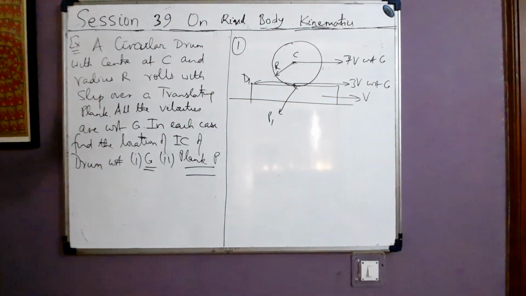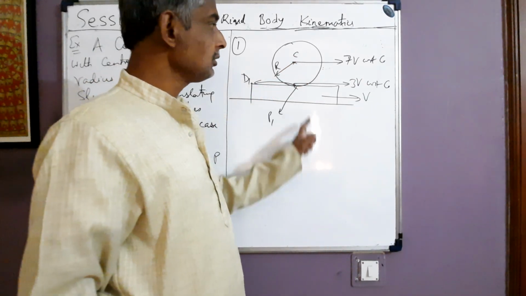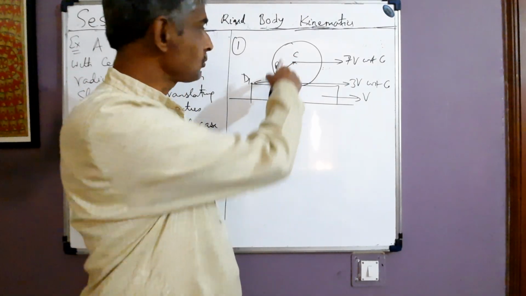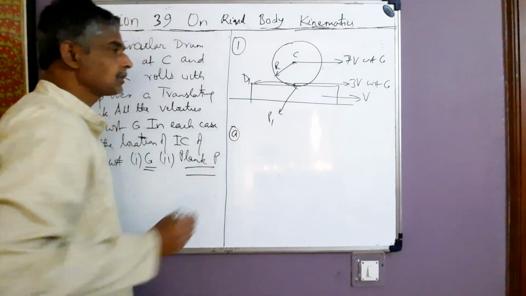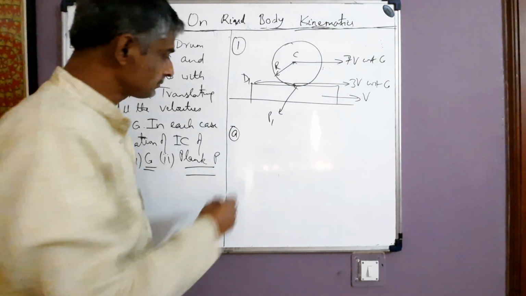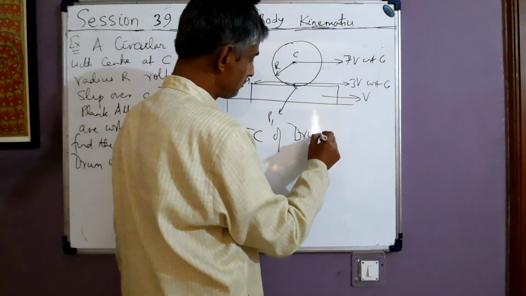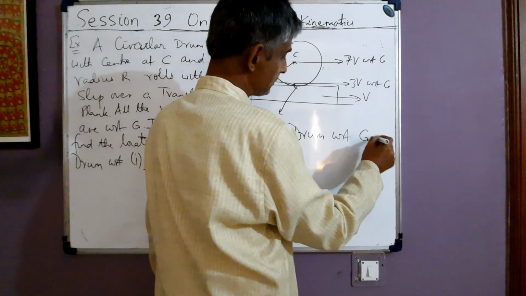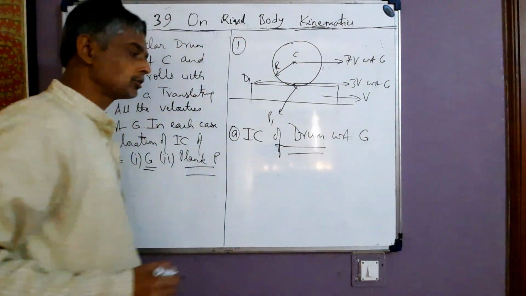Now in this case we have to locate the IC of drum with respect to ground and with respect to plank in terms of distance r. So first we'll solve part A. We'll determine the IC of the drum with respect to ground. IC of drum with respect to ground, that we have to locate.